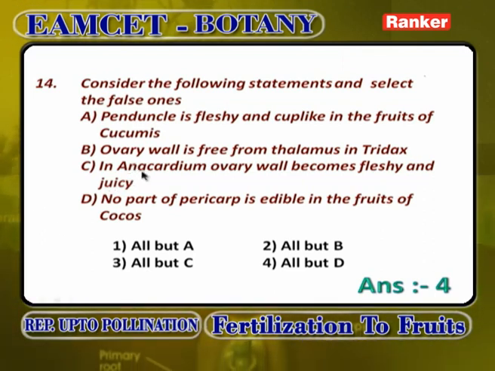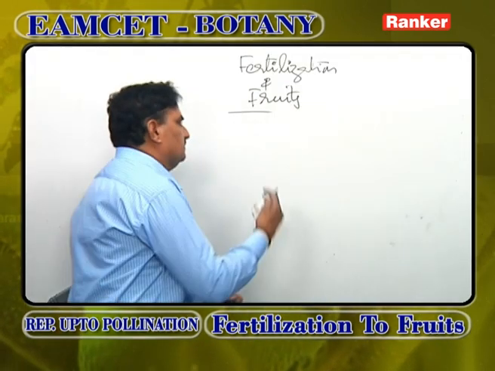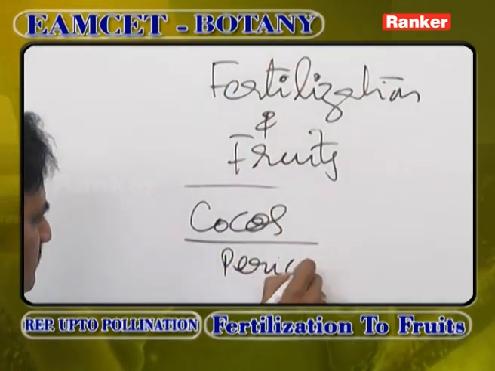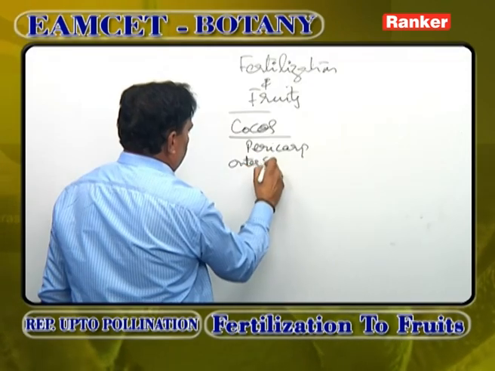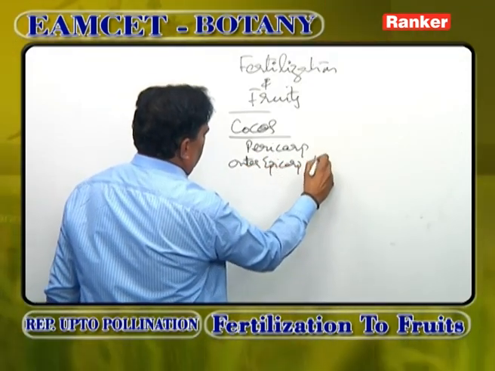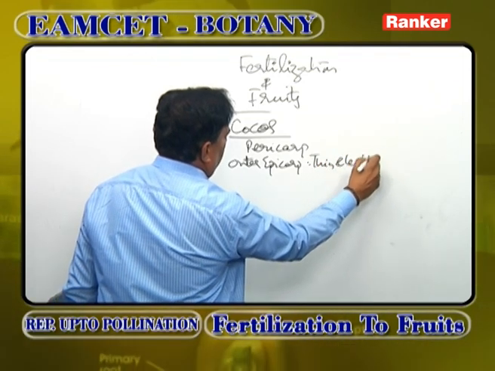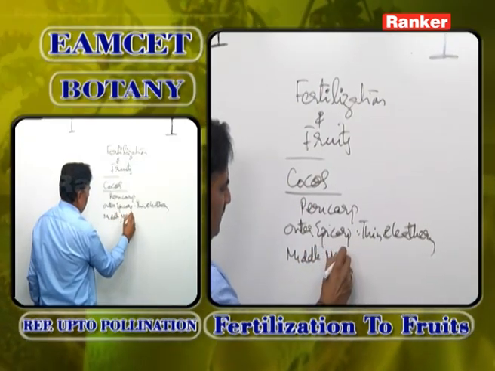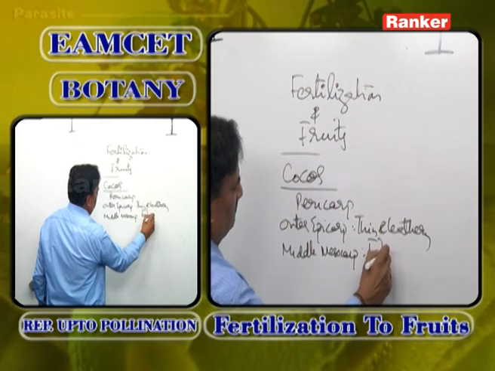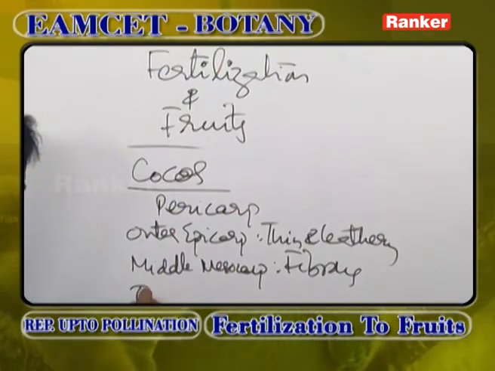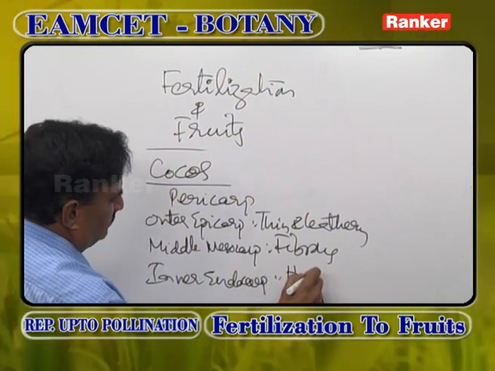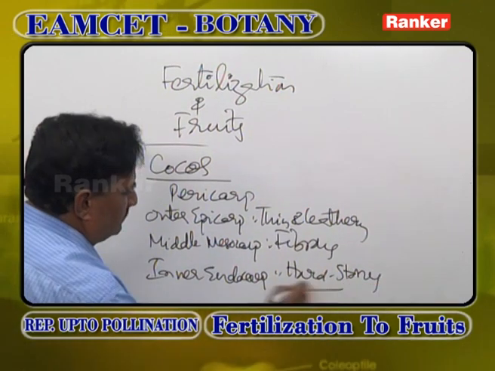"No part of pericarp is edible in the fruit of Cocos" is correct, because Cocos, which means coconut, is a fleshy fruit. It shows a pericarp where the outer epicarp is thin and leathery, the middle mesocarp is fibrous, and the inner endocarp is hard and stony. That's why coconut is also called a stony fruit.